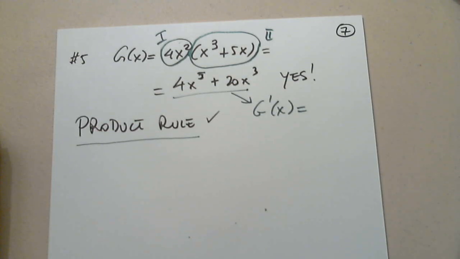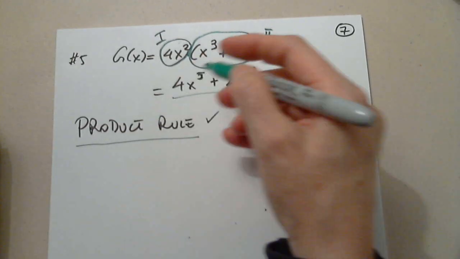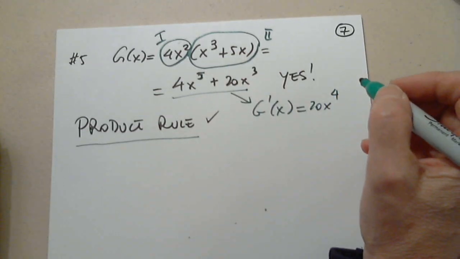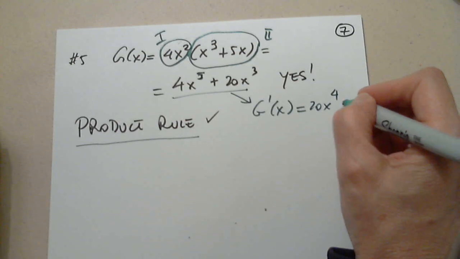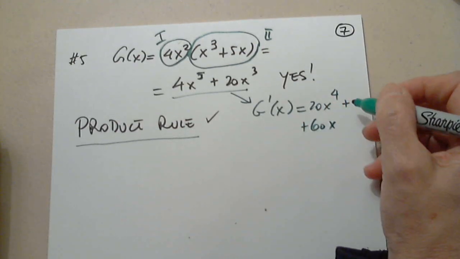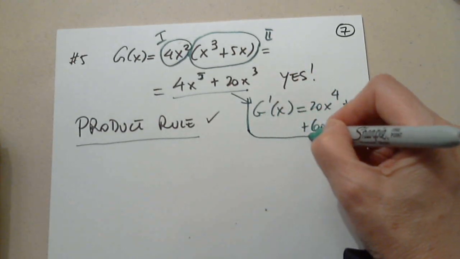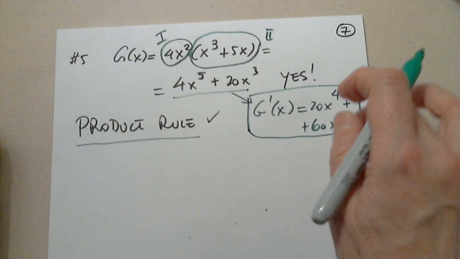Okay, anyone? Can anyone help, please? Anyone? 20x to the power of 4. Yes, awesome. Plus, yes, 60x squared. That's it. So this is, thank you, Sammy. So this is the result. This is what we expect.